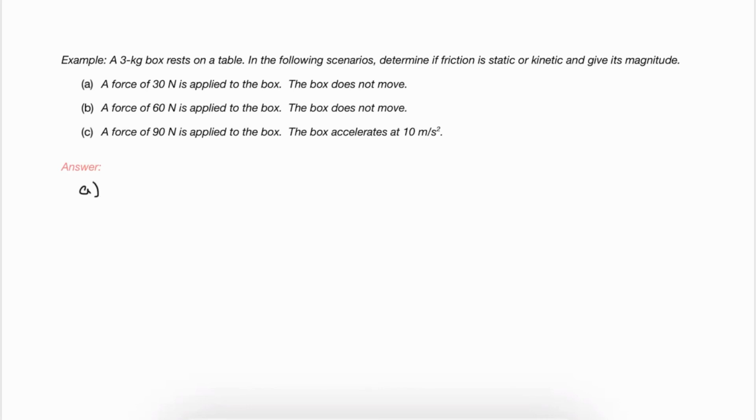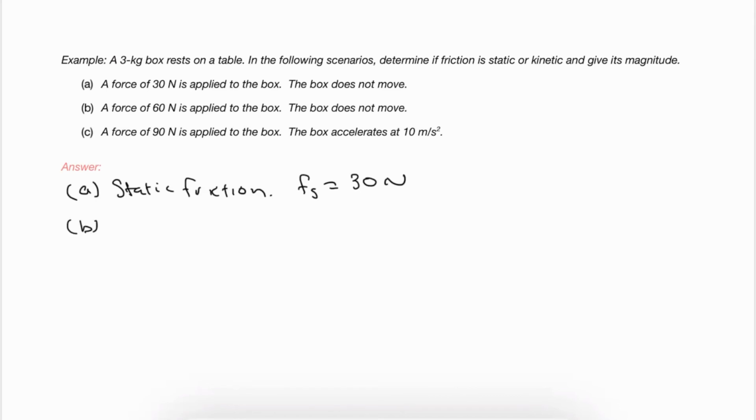In part A, we see a 3 kilogram block. It has 30 newtons being applied to it, and it doesn't move. So because it doesn't move, this is static friction. And since static friction always balances out the applied force, static friction is 30 newtons.